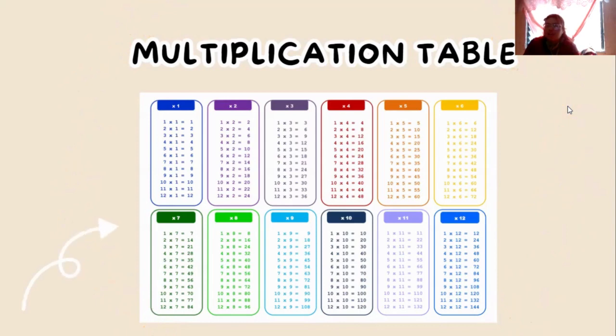And 8 times 5 is 40. 9 times 5 is 45. And then 10 times 5 is 50. 11 times 5 is 55. 12 times 5 is 60.